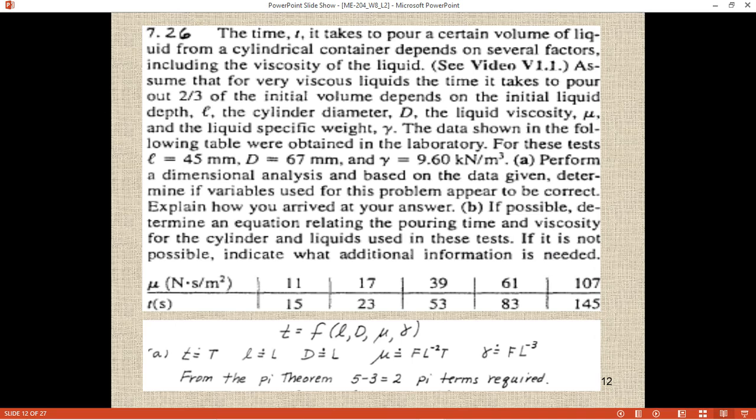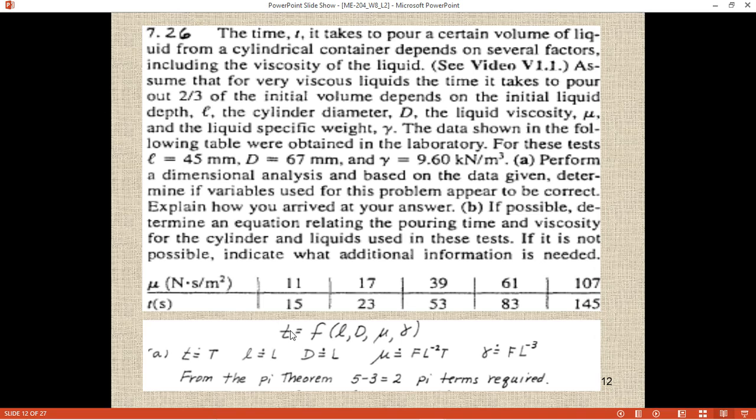First of all, we have to do the dimensional analysis, and to do it we use the Buckingham Pi theorem. We know the steps of the Buckingham Pi theorem. First of all, we write down the total dependent and independent variables.